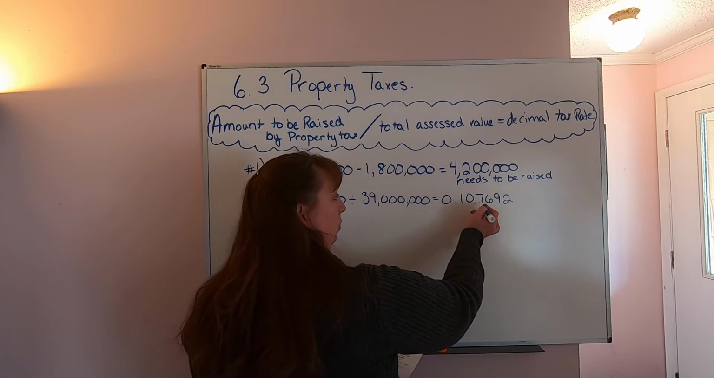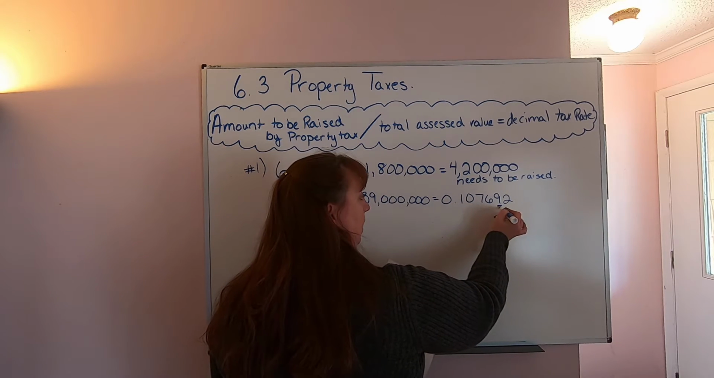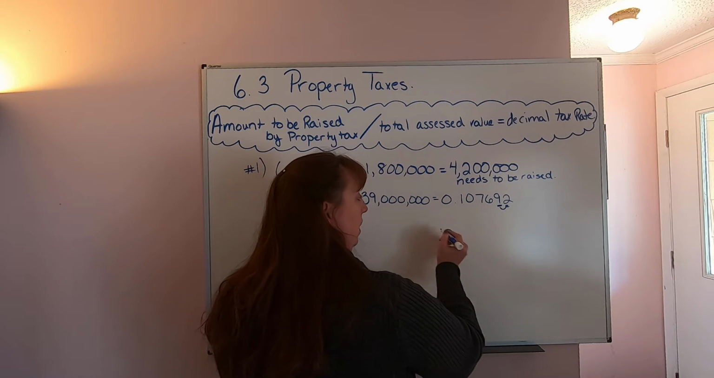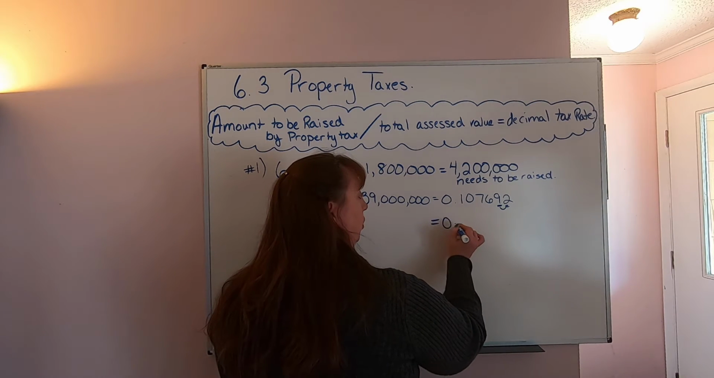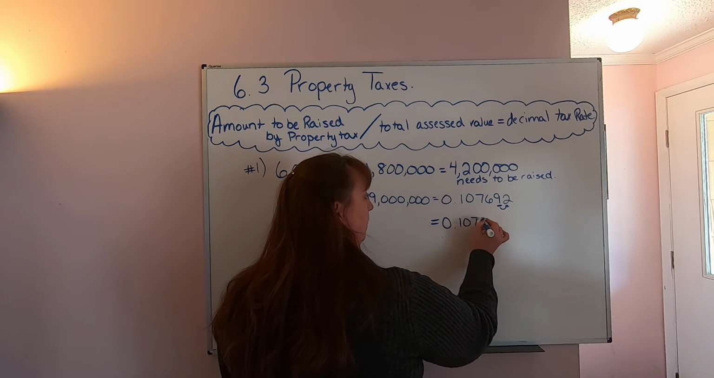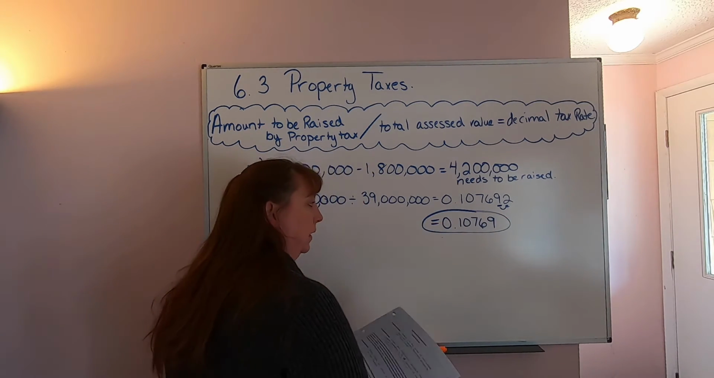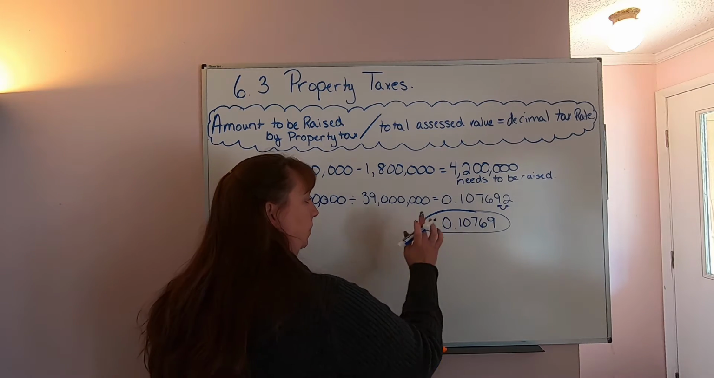So 1, 2, 3, 4, 5. We're looking at the 9. Look next door, it's a 2. So we're going to leave the 9 alone. So 0.10769 is our answer to 5 decimal places. All right.